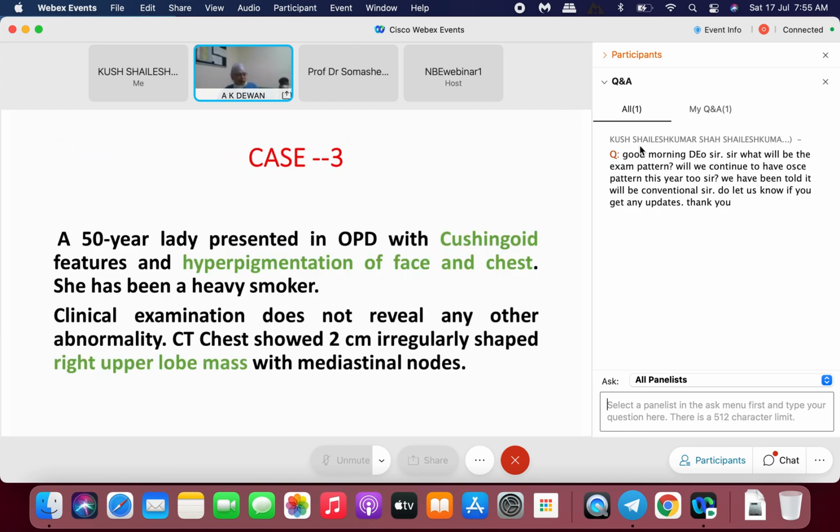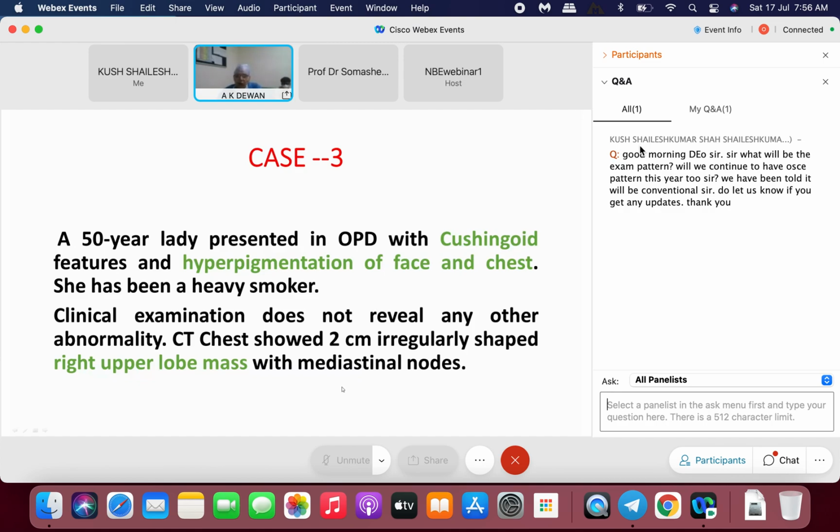So, giving you the third case scenario, a 50-year lady presented in OPD with Cushingoid features and hyperpigmentation of face and chest. She has been a heavy smoker. Clinical examination does not reveal any other abnormality. CT chest shows 2 centimeter irregularly shaped right upper lobe mass with mediastinal node. Now you see there are 3 things in this: Cushingoid features in a 50-year lady, hyperpigmentation of face and chest, and CT chest shows right upper lobe mass.